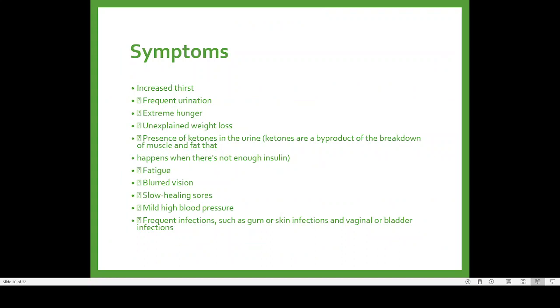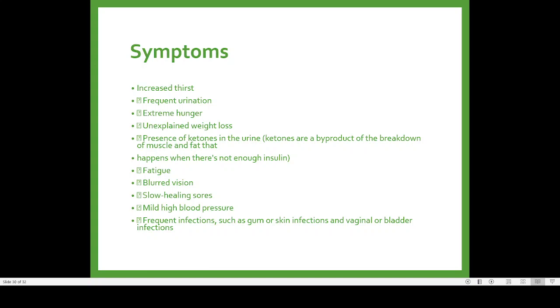Now here you can see what are the common symptoms of diabetes. Many of them you may be aware of, because one important immediate symptom is frequent urination. The person will be producing more urine, and there will be an urge or a desire to pass urine very often. So that is one important problem.